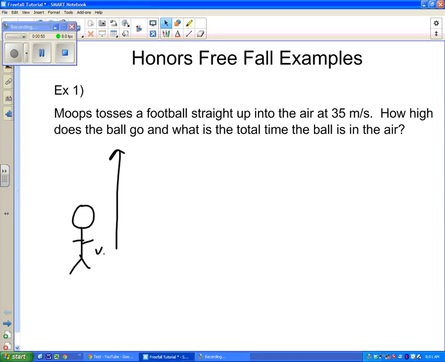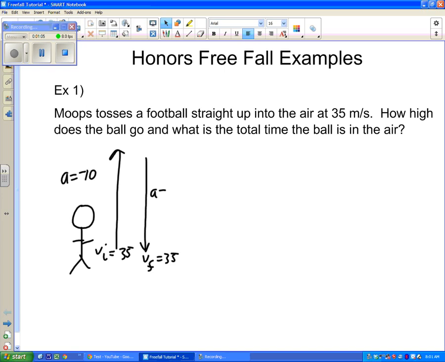Well, we have a few weird things happening because, one, our initial velocity would be 35, but when the ball comes down, our final velocity would be 35. And on the way up, A is negative 10, and on the way down, A is positive 10. And so we cannot look at this problem in its entirety. We can't look at it all the way from the very beginning, which is here, to the very end here. It just doesn't work.